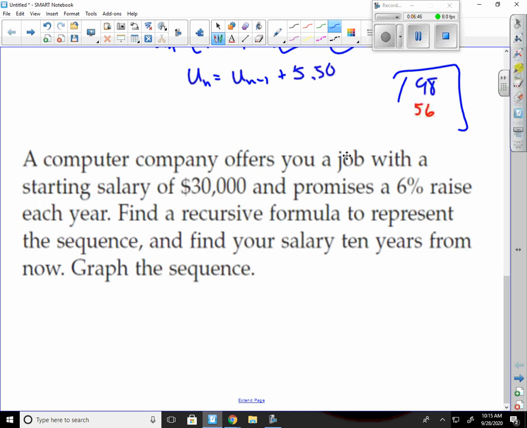Computer company offers you a job with a starting salary of 30,000, promises 6% raise each year. Find the recursive formula to represent the sequence. Find your salary 10 years from now. Graph the sequence. So if we do 30,000 to start, that's my u sub 1. 30,000. And then 6% on that, I would do 0.06 times 30,000 plus the 30,000.